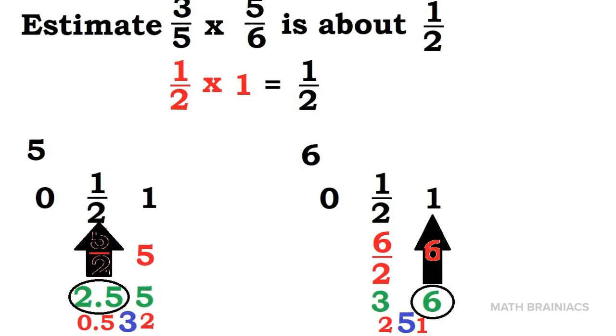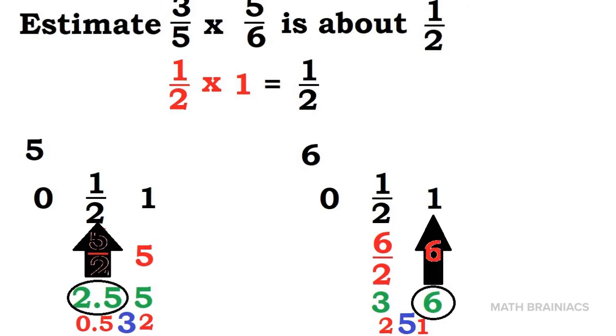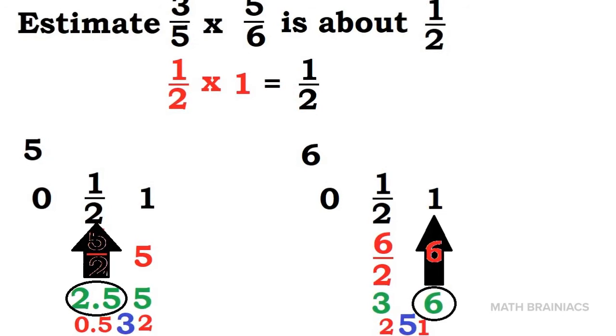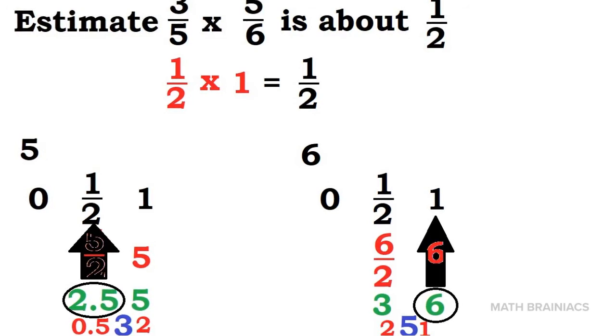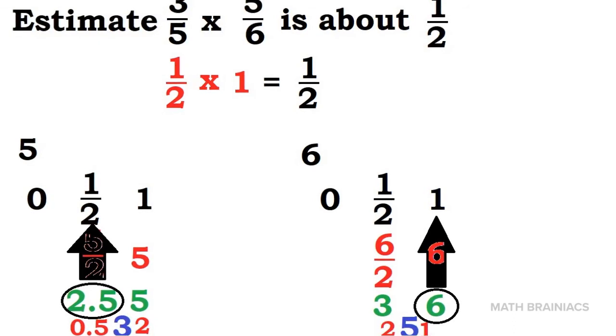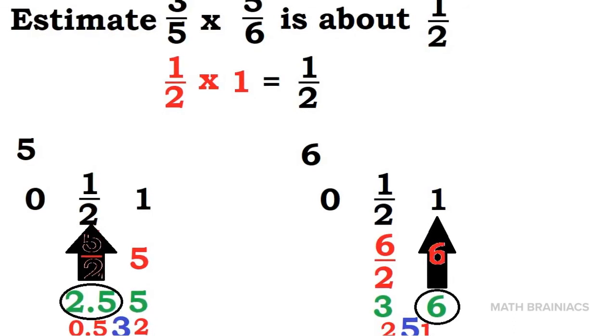Likewise, to estimate the product of the two fractions, you're going to set up the benchmarks, which is 0, 1 half, and 1. Then, let us find out which benchmark is close to the fraction. In this case, 3/5 is closer to the benchmark of 1 half, while 5 over 6 is closer to 1. Accordingly, 1 half times 1 is equal to 1 half. Therefore, it is easy, right?